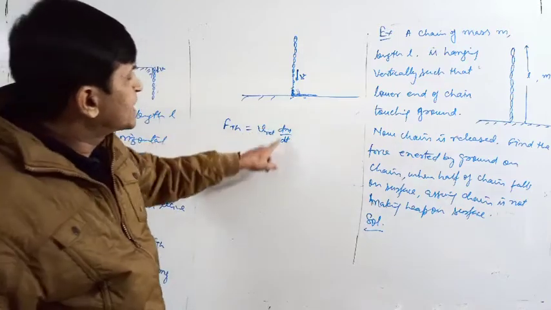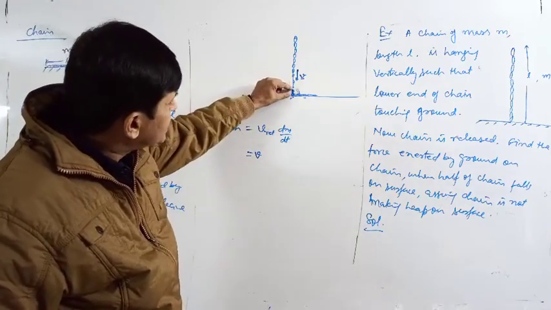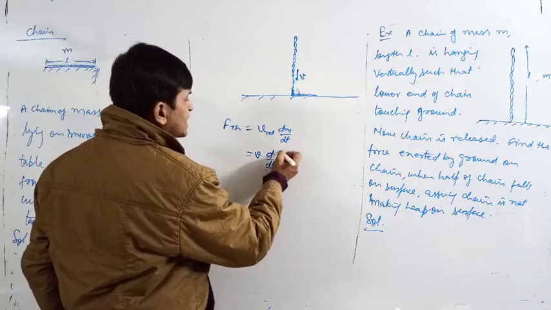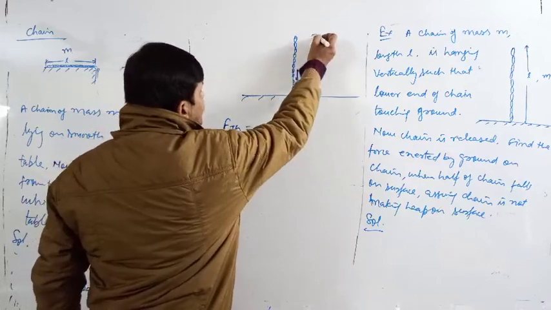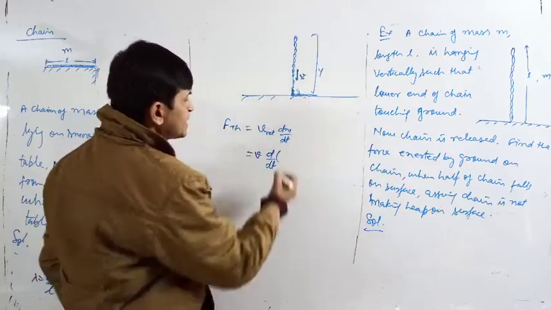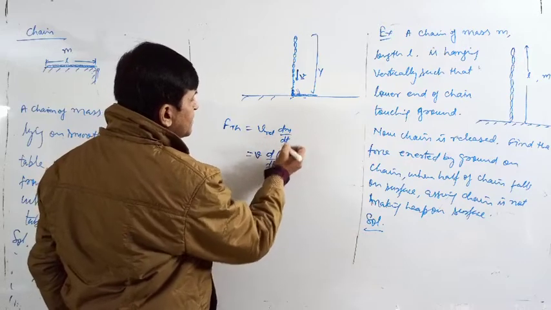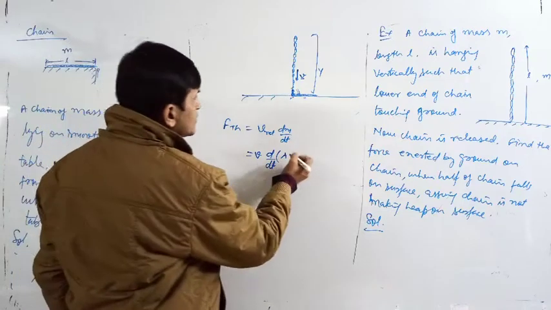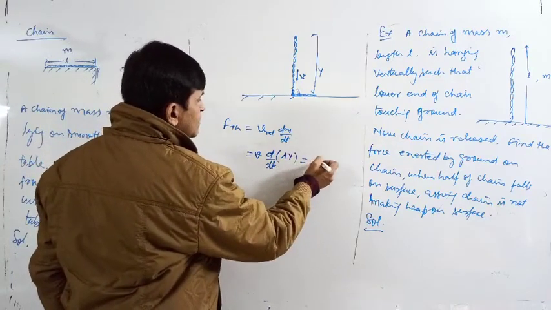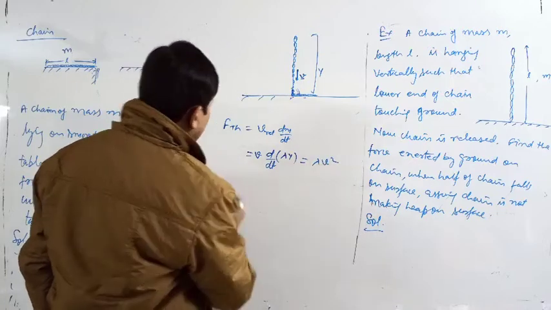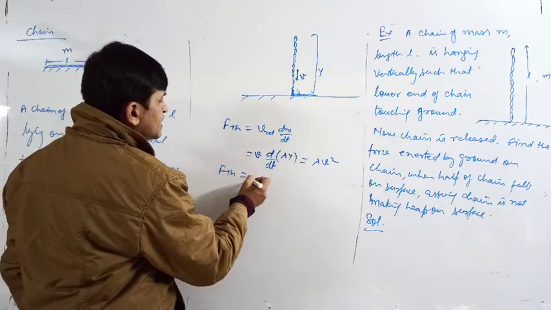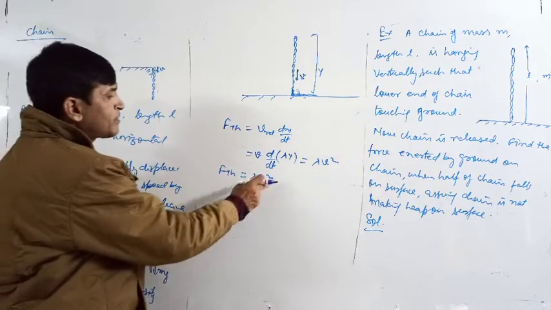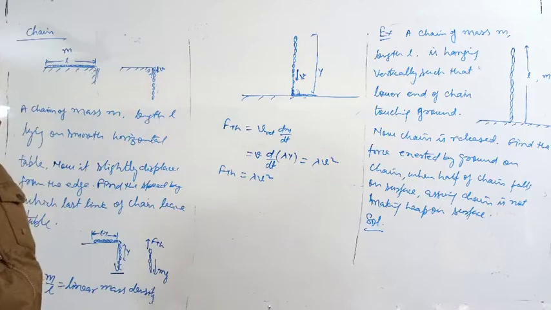dm by dt means the rate at which the mass of the chain is falling on the ground. Let at any time the height be y. dm by dt can be written as lambda, the mass per unit length, into v. So F thrust is nothing but lambda into v square. Now the v square value we have to calculate. Clear?